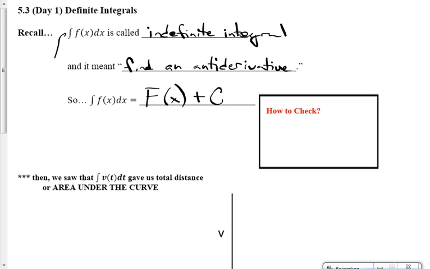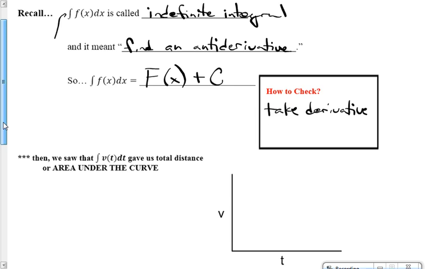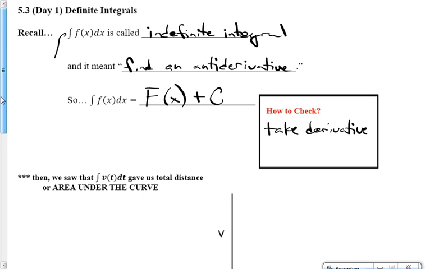If we think we know the antiderivative, how can we check to make sure we got the right one? Take the derivative. That was based on the idea that we are more comfortable with derivatives at this point than we are with antiderivatives. If you take the derivative of capital F, you should get lowercase f back. Does that make sense so far?